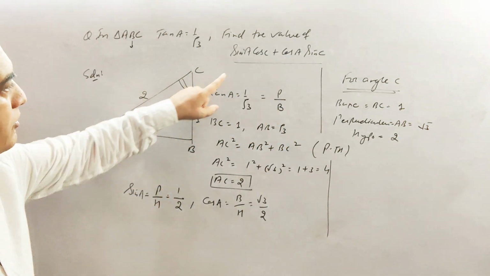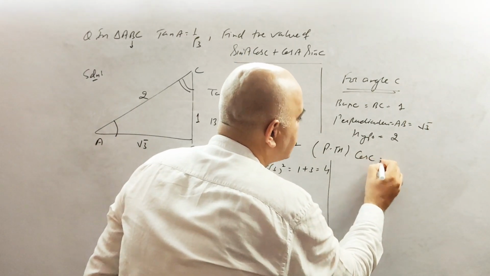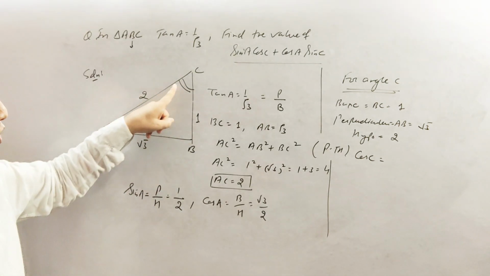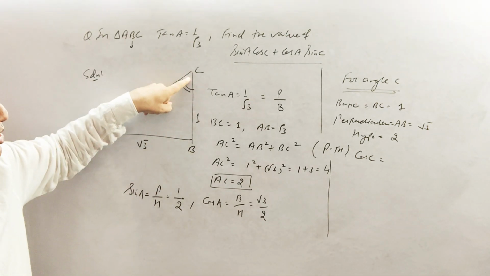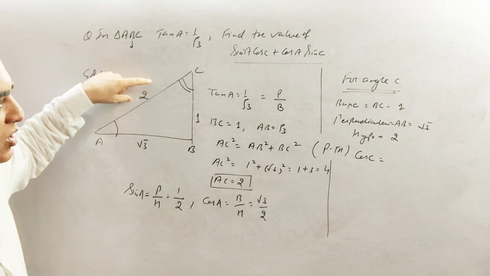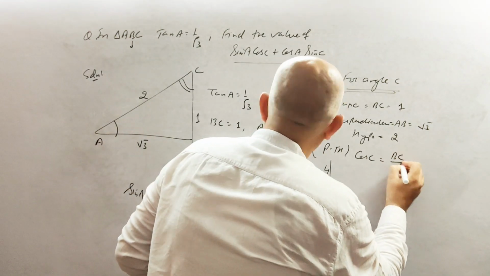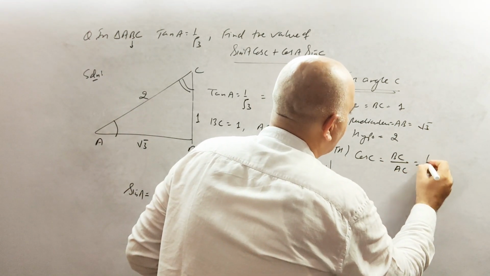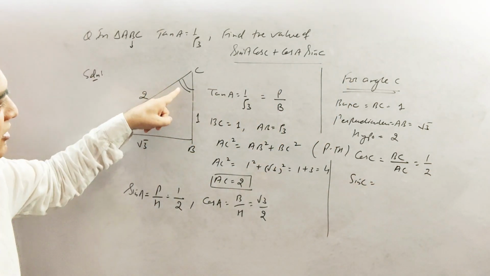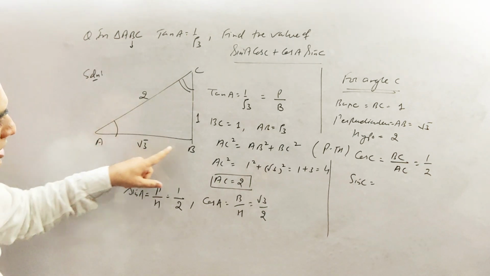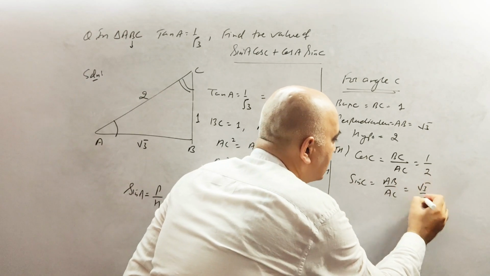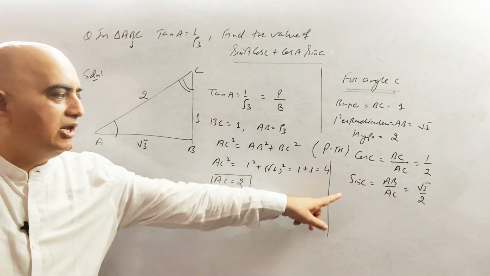And now you should calculate the value of cos C. What is cos C? Cos C is equal to base upon hypotenuse. So the base here is BC, right? With respect to C, the base is BC. So we have base upon hypotenuse, that is cos C, that is BC upon AC, that becomes 1 upon 2. And what is the value of sin C here? Sin C is the opposite side of C, that is AB, perpendicular upon hypotenuse, that is root 3 upon 2. In this way, we can find out the value of sin C.